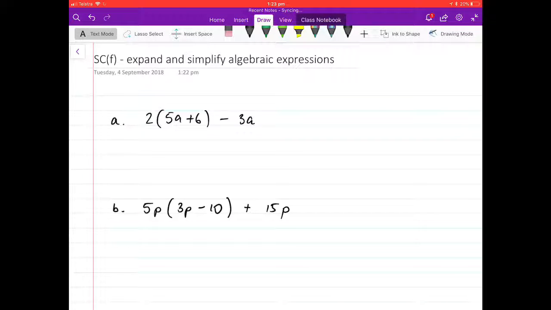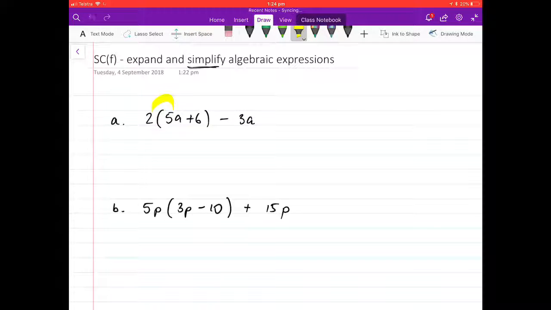Okay guys, just building on from success criteria A, which was looking at expanding algebraic expressions. This one here, success criteria F, looks at expanding and simplifying algebraic expressions. So we might have a little bit more work to do after we expand. So still using that distributive law, which you've just looked at in the previous video, but you can probably notice we've just got something on the end here this time, which isn't going to cause us too many hassles, but let's have a look at it.